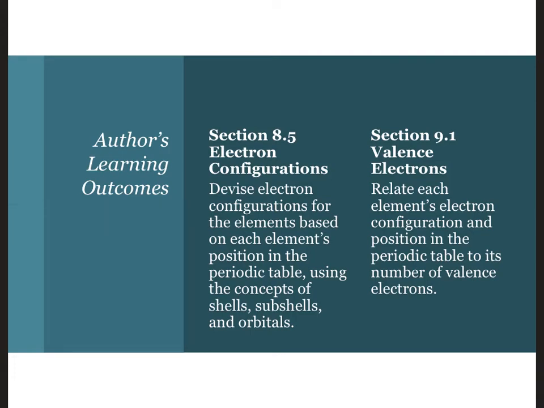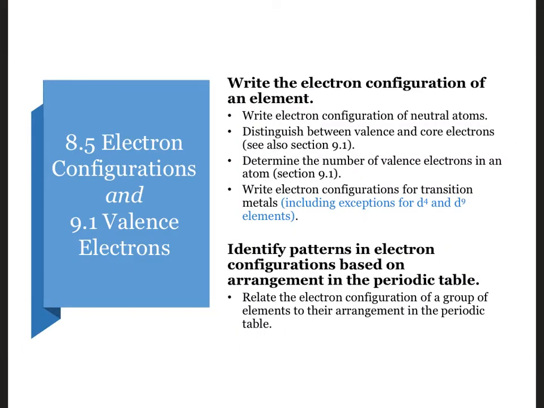In this lecture, there's some overlap between section 8.5, which talks about electron configurations based on the element's position in the periodic table, and section 9.1, which takes the topic one step further by defining the terms valence and core electrons. Along with the author's learning outcomes, I've listed a few of our own here just so we're clear of the expectations. Note that section 8.5 will be continued in another video lesson where we discuss anomalous electron configurations and the electron configurations of ions.